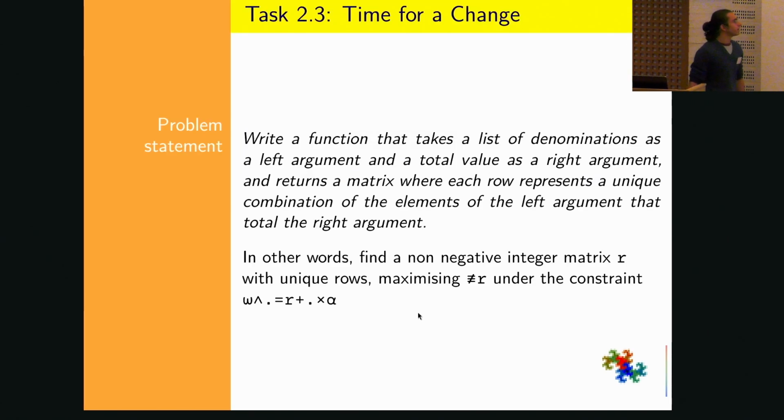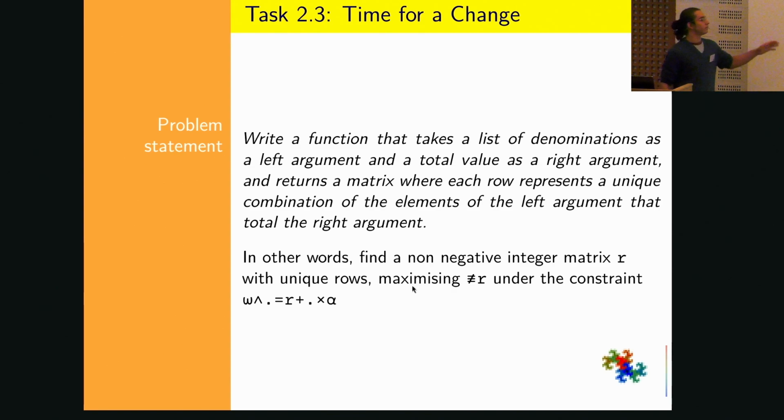The description of this was a little bit longer. So we would like a function that, given a scalar right argument and a list left argument, will give us all of the possible combinations of elements in the left argument that sum up to the right argument. So I summarize the constraints here below.